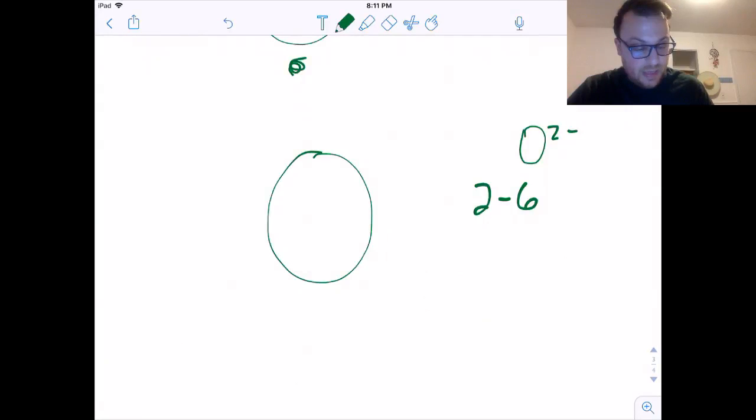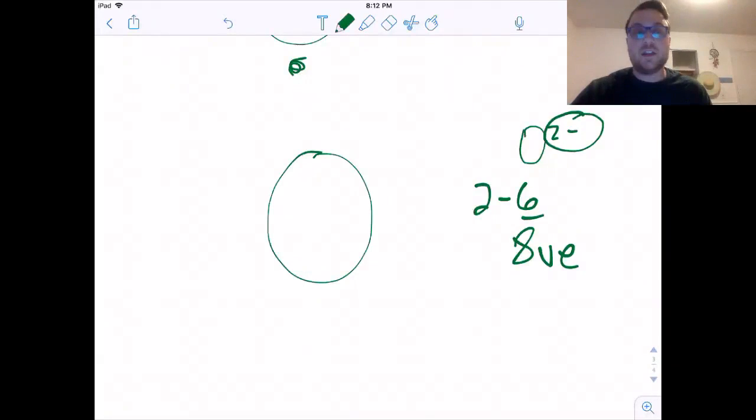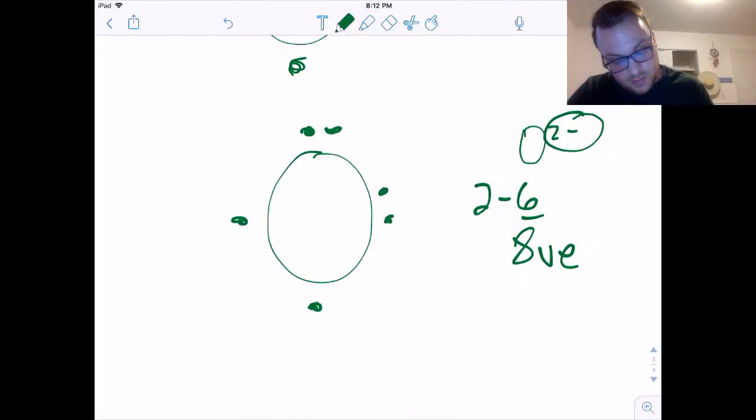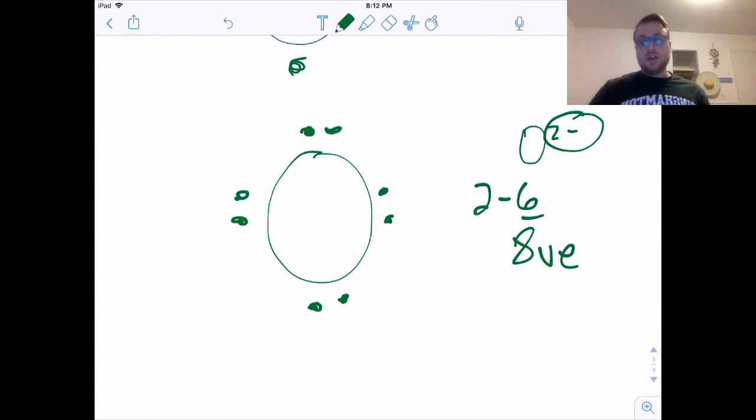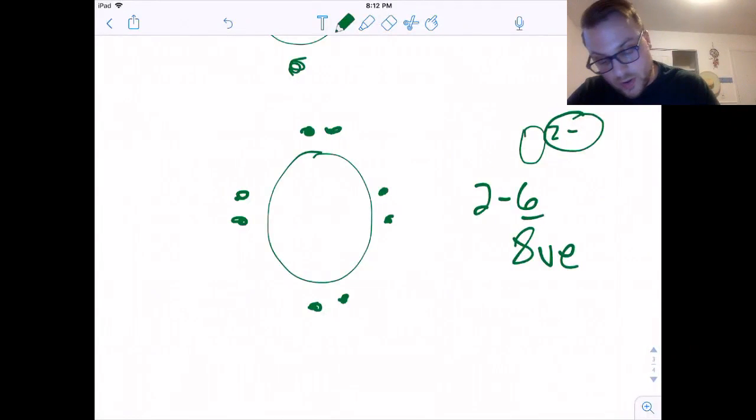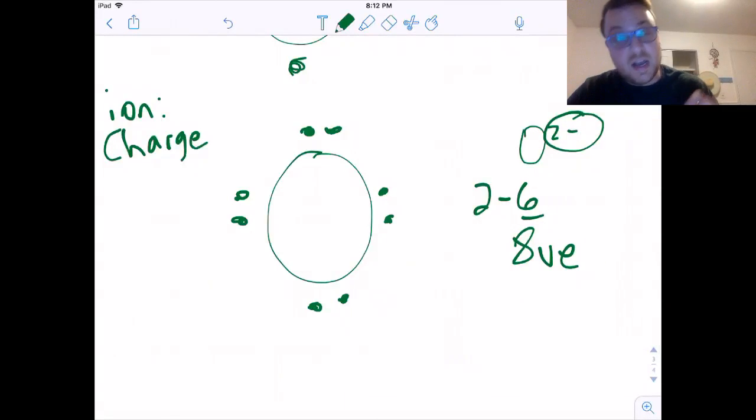So normally it has 6 valence electrons, but that -2 means it's gained 2 electrons, which means now it has 8 valence electrons. So I'm going to do 1, 2, 3, 4, 5, 6, 7, 8. Now some students will stop here. Do not stop here. You have to show the charge. If you're asked to draw an ion, you need to show the charge because ions are charged. Atoms are not. So put the charge on there, -2.